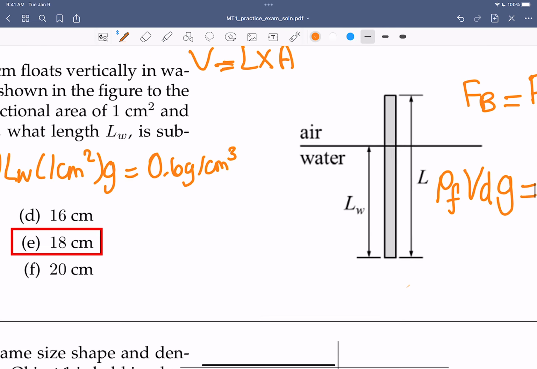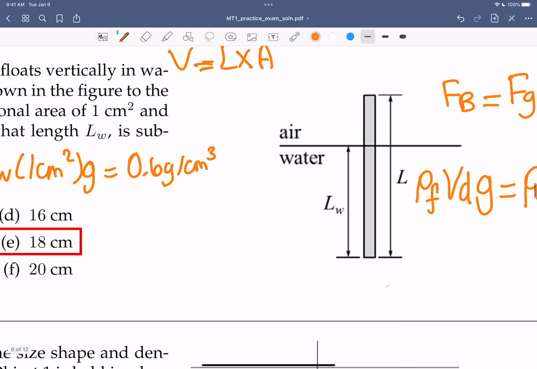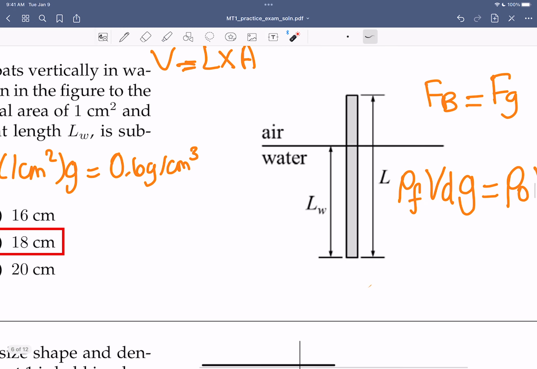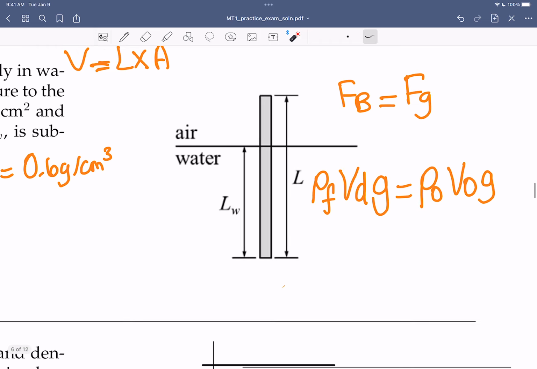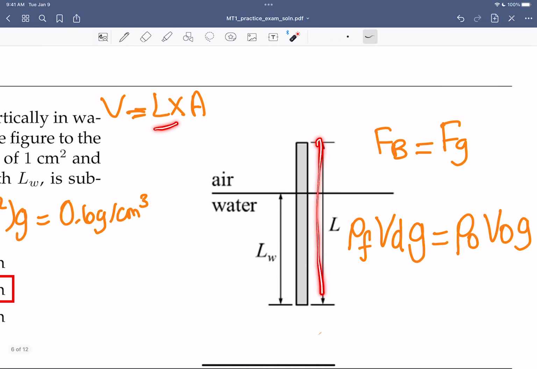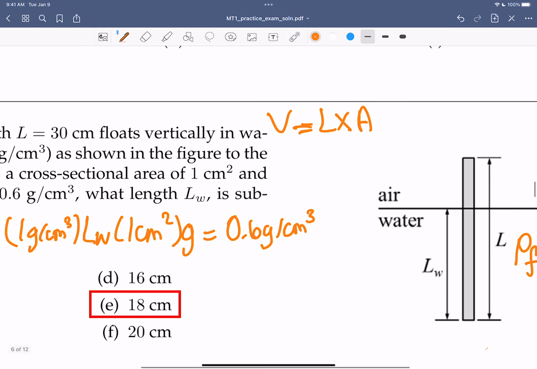And so length of the rod now, right, because we're looking at the properties of the object, we're looking at the length of the whole rod, big L right here. So that's 30 centimeters.